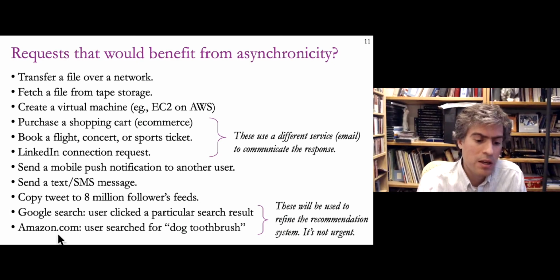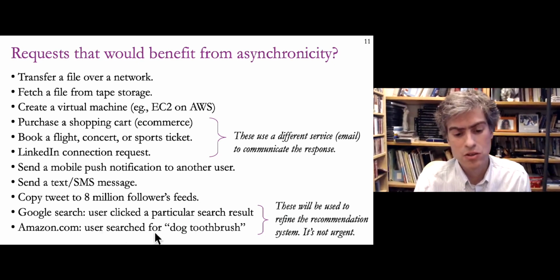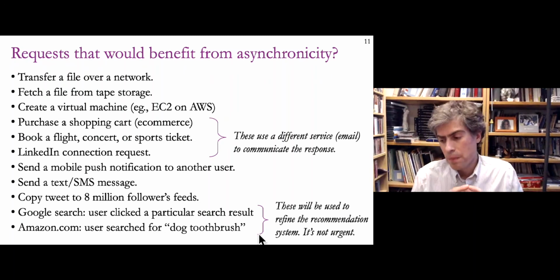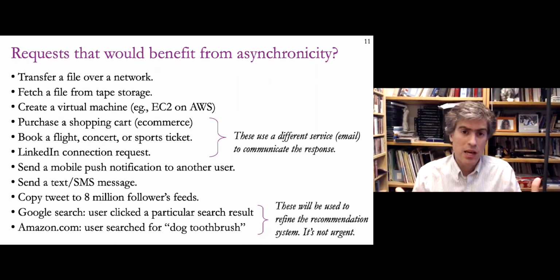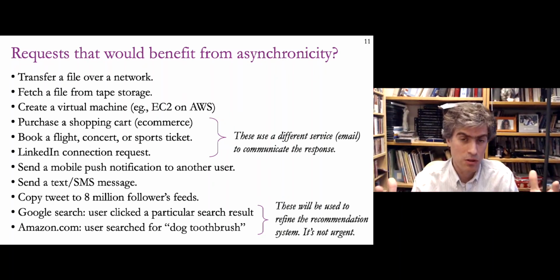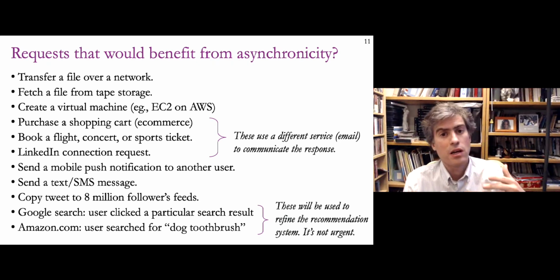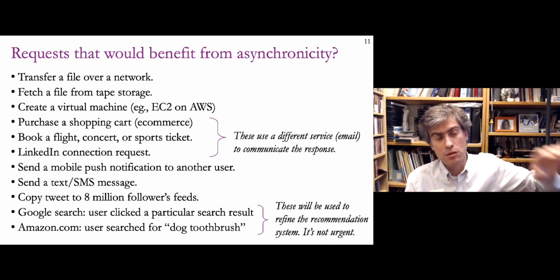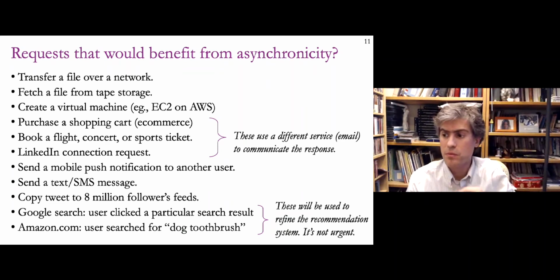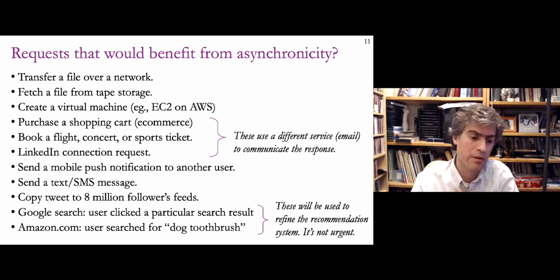Same thing for Amazon. If an Amazon user searches for dog toothbrush, of course, there are two things that need to happen there. The first one, the obvious thing, is that you need to navigate to a page that shows results for dog toothbrushes. But the second thing, which is lower priority, is that Amazon wants to collect the information that you in particular were searching for dog toothbrush, and that tells them something about what kind of products and services you might be interested in the future. So that update to your behavioral model is something that can happen asynchronously.